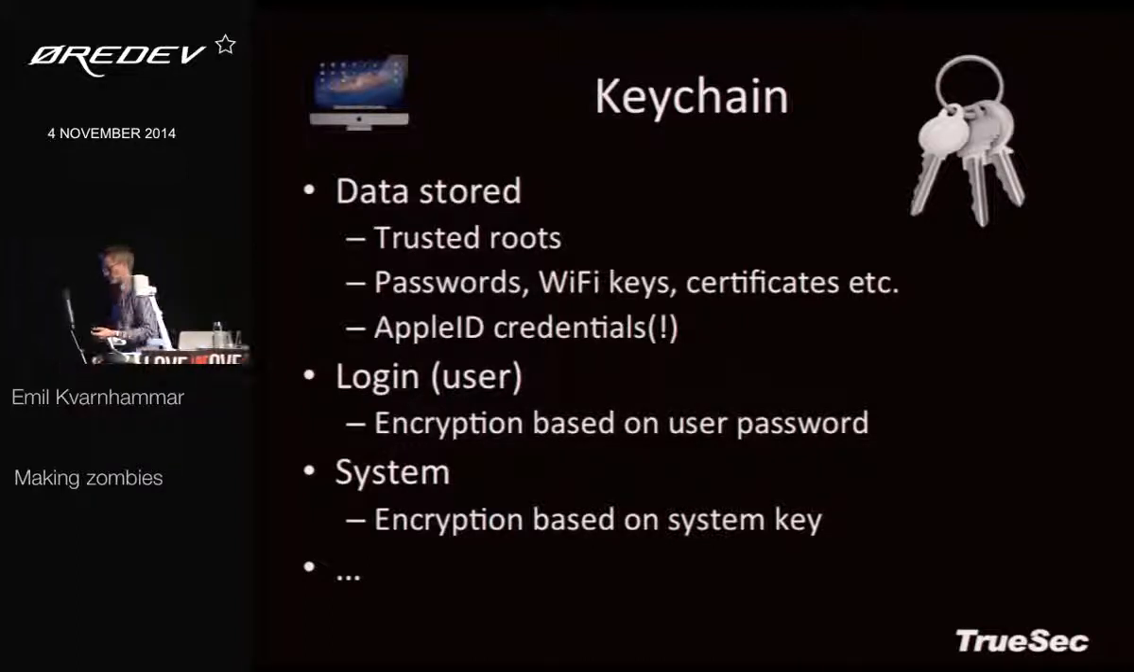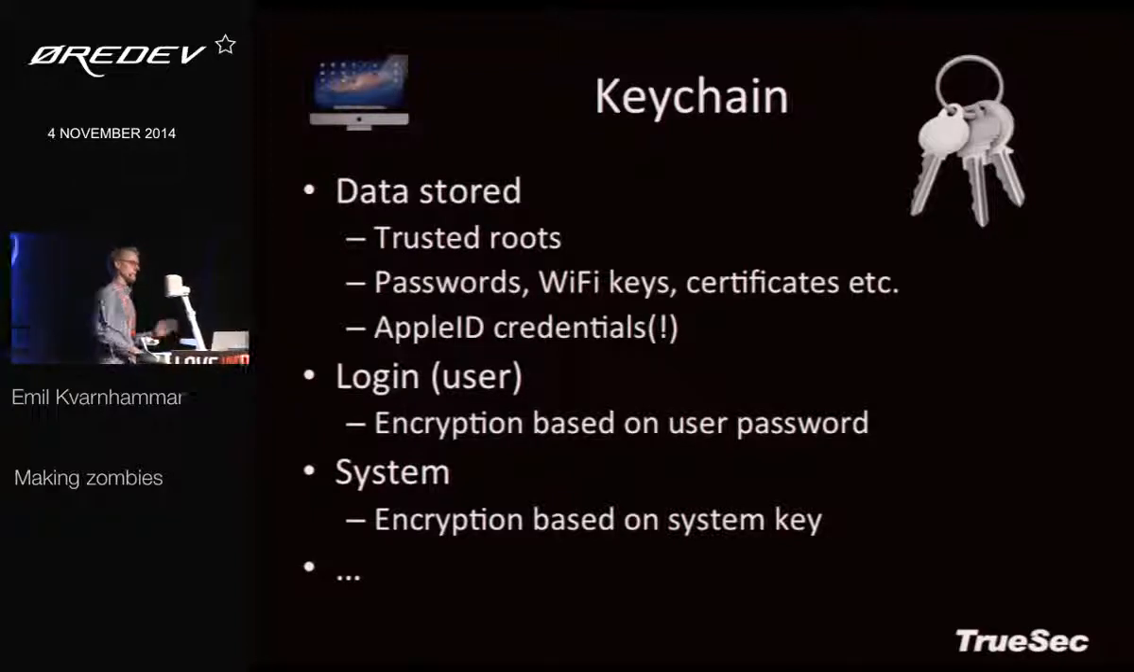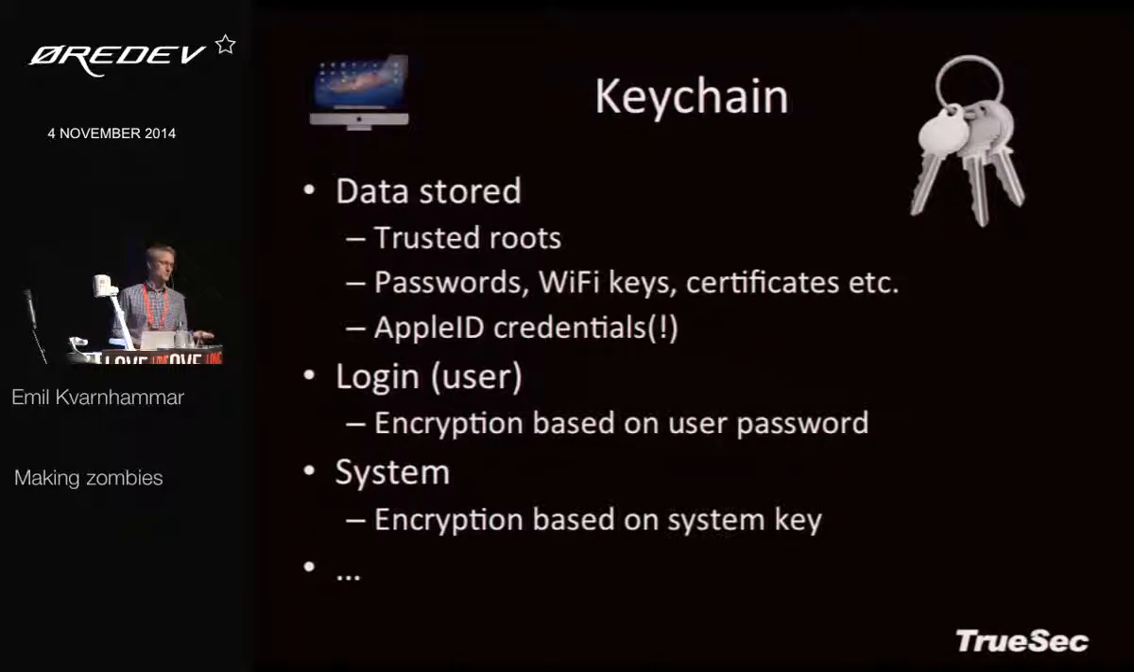For user-specific data, the keychain data is encrypted using the user's password. For system-specific stuff, it's encrypted based on a system key. Unfortunately, if an attacker becomes root, then the attacker could get hold of that system key, because that's just a simple file under /var/db/SystemKey. That's the encryption key being used for storing and reading secrets from the system keychain.